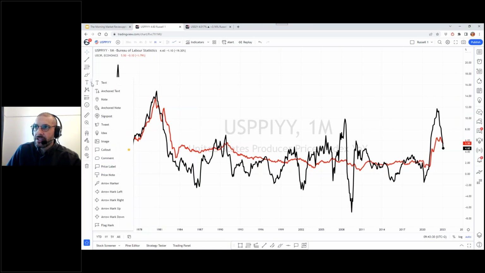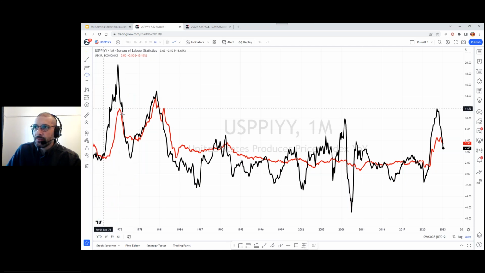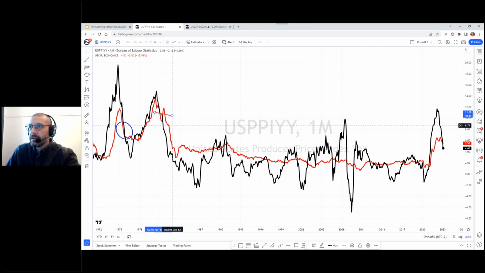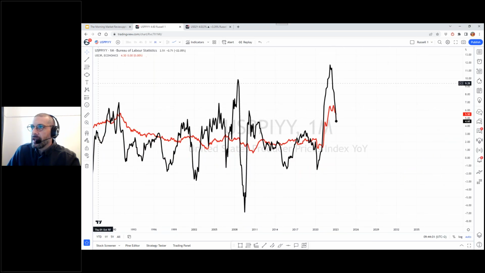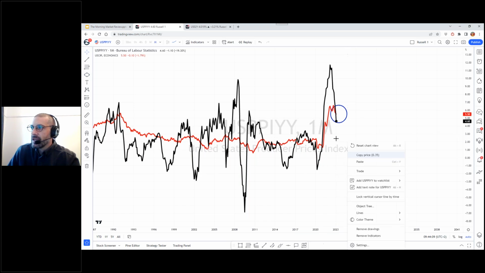And what's interesting to me is the crossovers. So kind of the crossover here. The crossover here. I want an ellipse. Yeah, there we go. The crossover there, and you can see how it leads the core number down, the core inflation. And we've just got a crossover with the PPI that came out yesterday. So it does look encouraging in terms of the inflation story.